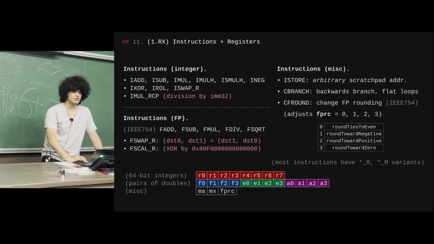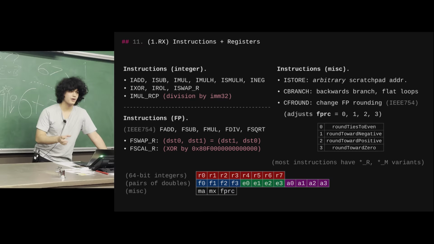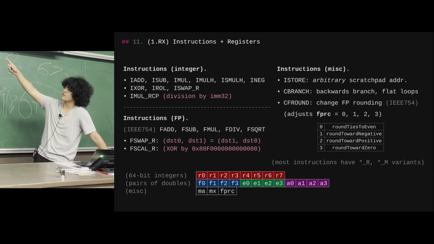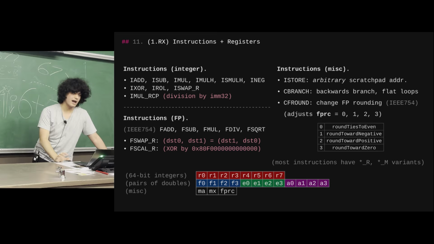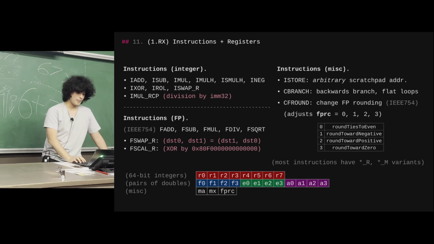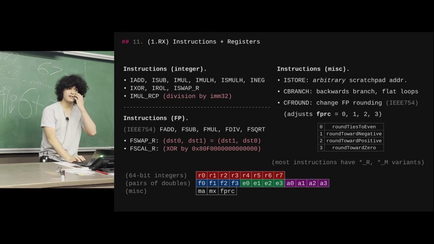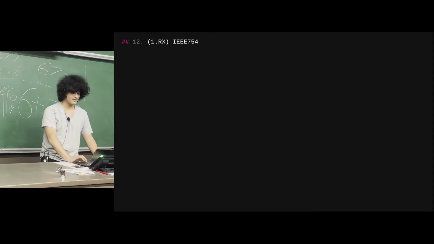So these are the MISC instructions. Stores into the scratch pad are just done with ISTORE, and then loops are implemented using CBRANCH. The CFROUND instruction basically adjusts the value of FPRC. It's just that register there, which is the rounding mode of the core IEEE instruction. I'll get to that in the next slide. So that's basically the VM in its entirety.